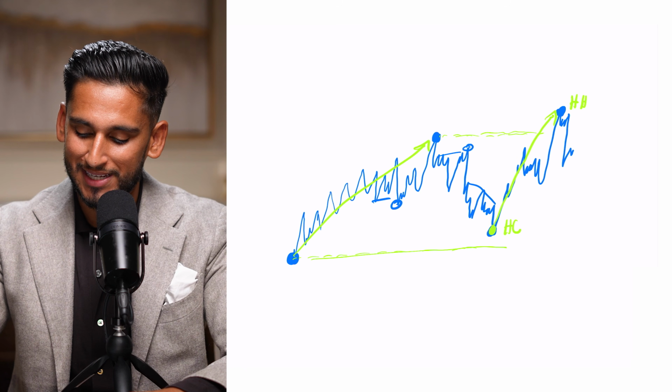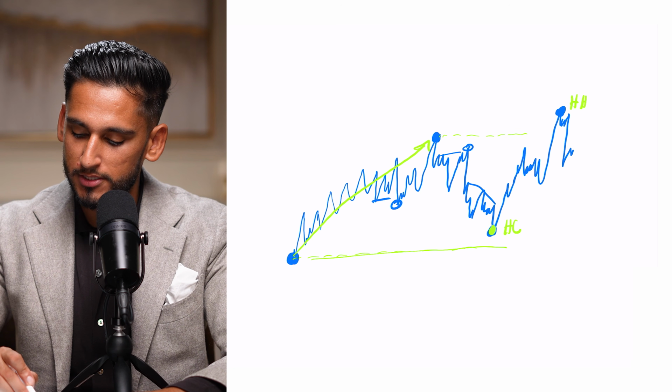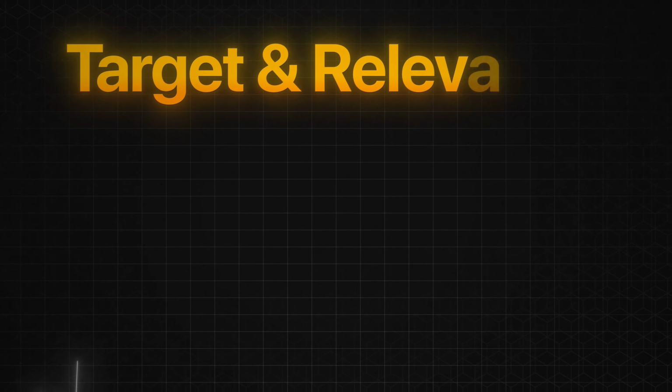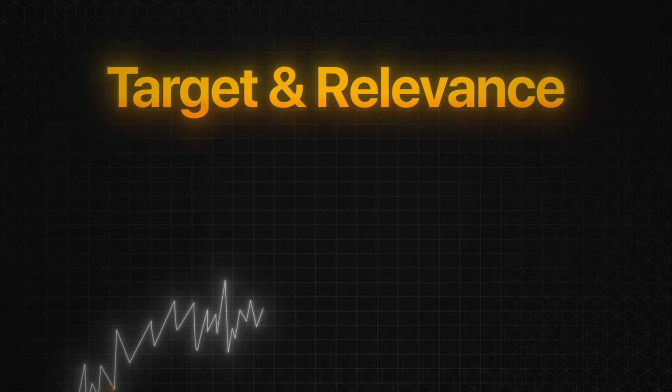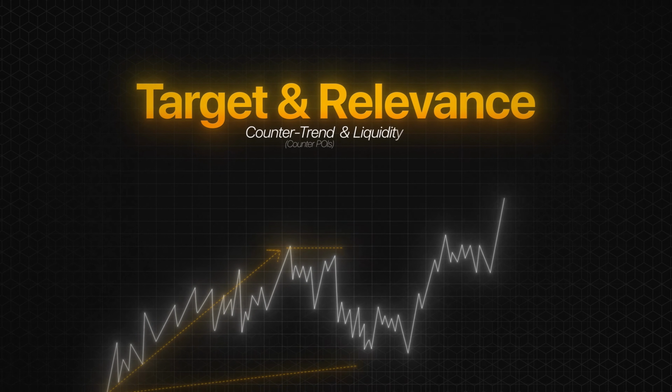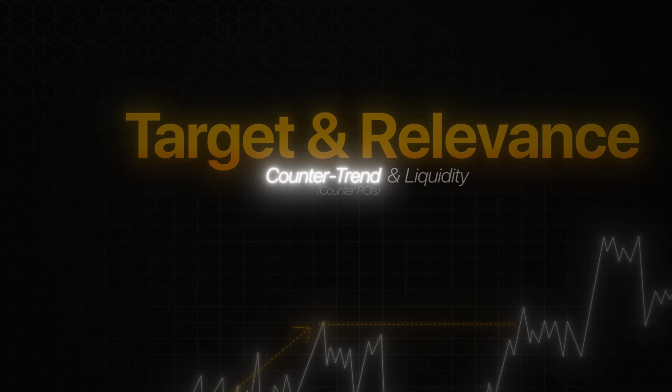The next thing I want to do is connect it with context, which is going to be what is the target? Where am I headed? And have I got any resistances on my way? And targets and relevance is going to be around two things. This is going to be counter trends or counter points of interest and liquidity. So let's do that step by step. Let's first talk about counter trends.